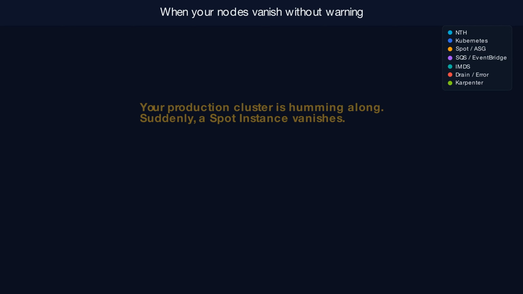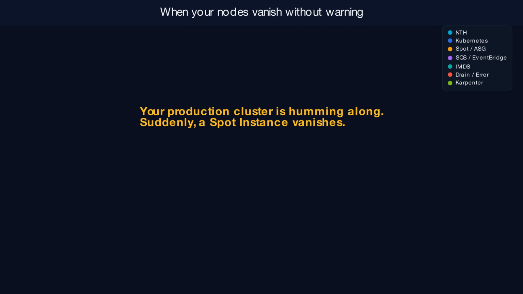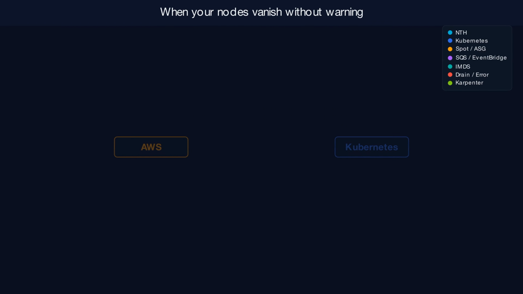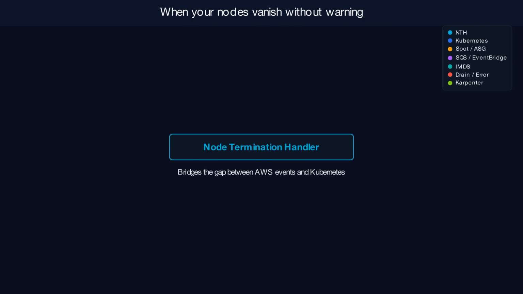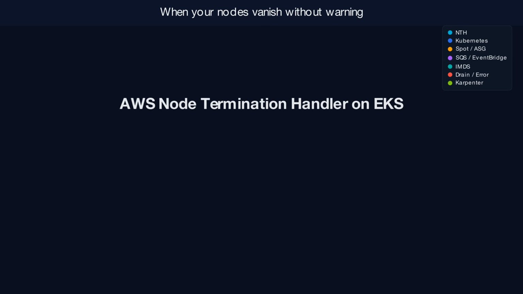Your production cluster is humming along. Suddenly, a spot instance vanishes, pods die mid-request, 500 errors spike, and Kubernetes has no idea what just happened. The node simply disappeared. The problem is not Kubernetes. The problem is that Amazon Web Services knew the node was about to die, but nobody told Kubernetes in time. That is exactly the gap AWS Node Termination Handler fills.